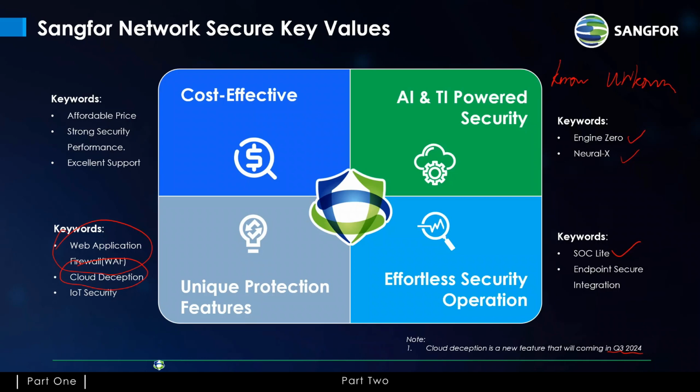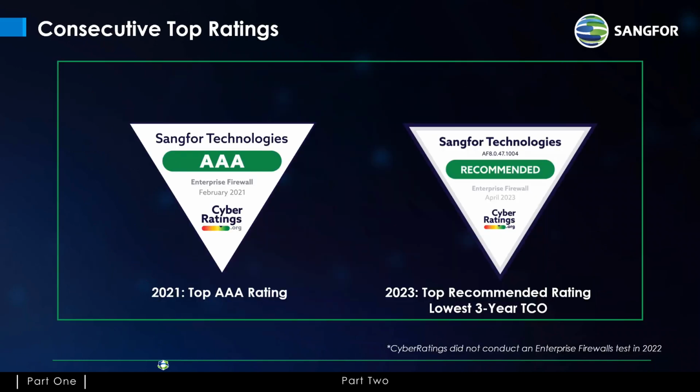So these are the 4 things we usually talk about with customers: AI and TI powered security, unique protection, effortless security operation, and cost effectiveness of the product. In short, if you want to explain security effectiveness, this is one of the things that we always need to explain to our customers.